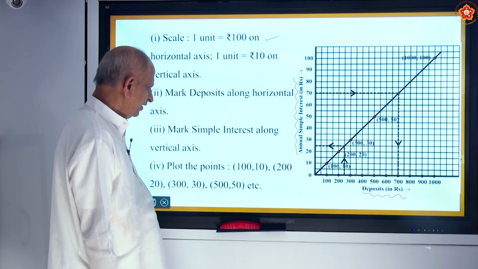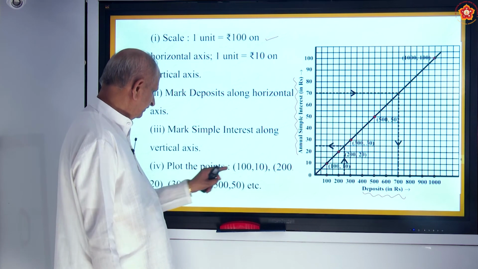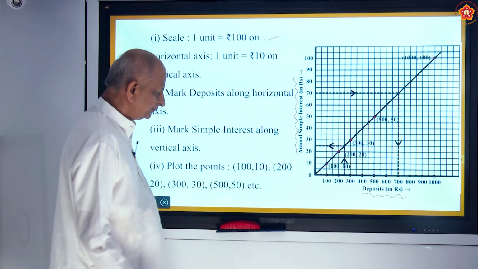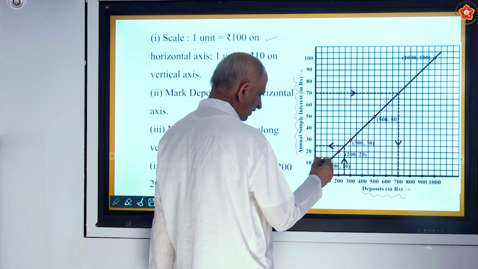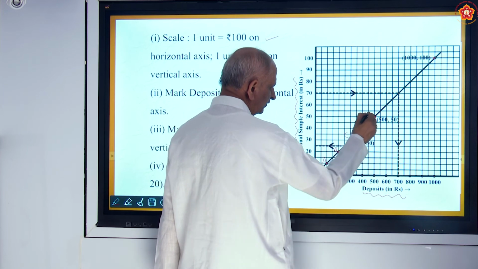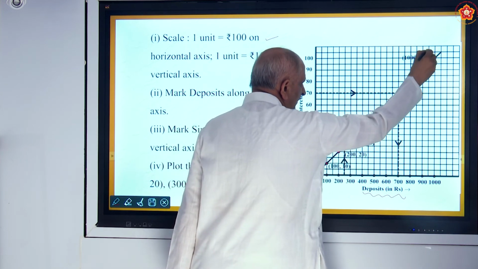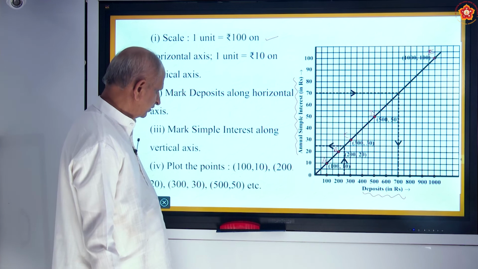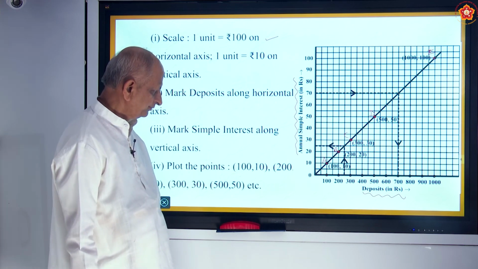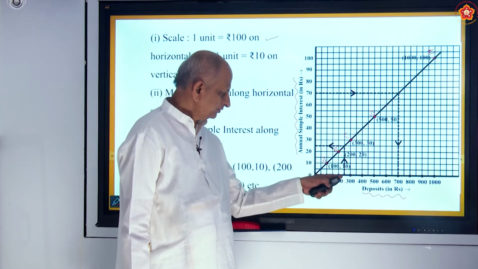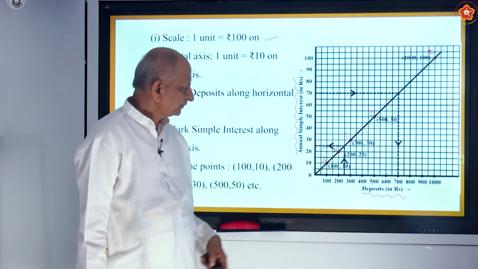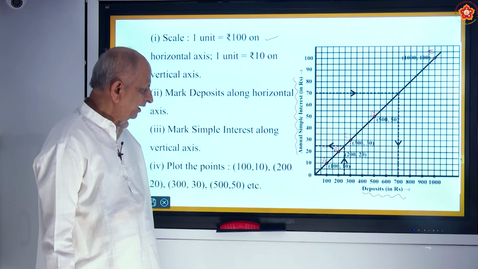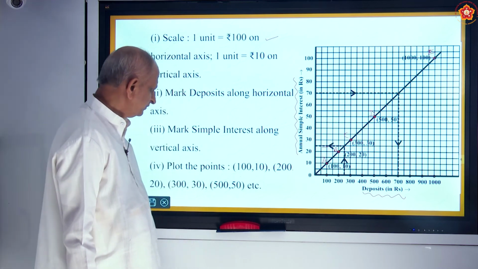And then you have to answer the question. See, plot the points. We have plotted the points, all this. These are called coordinates. The first point is called, let us suppose, A, B, C, D, E. You are marking the 5 points. Join this A, B, C, D, E. You get a line. Okay. And there are 2 questions asked. One is, what is the interest for 250 rupees? Secondly, to get an interest of 70 rupees, what is the principal or deposit? So, we will answer that.